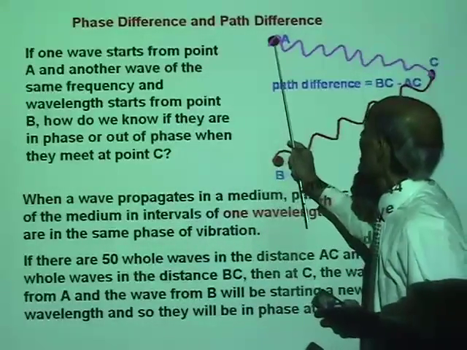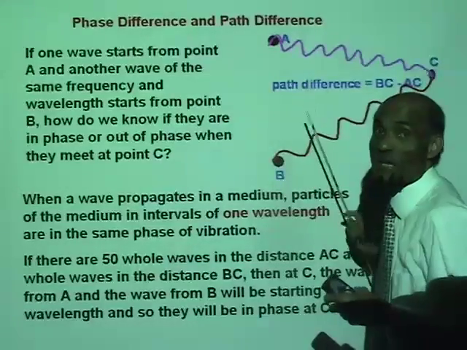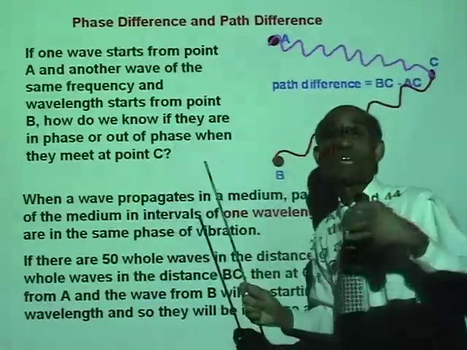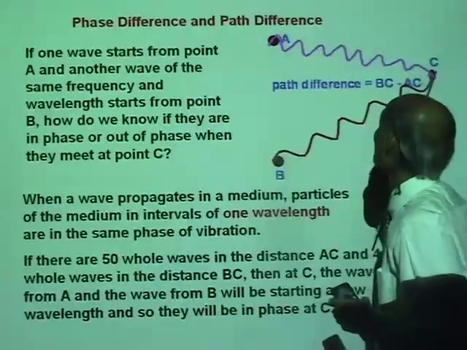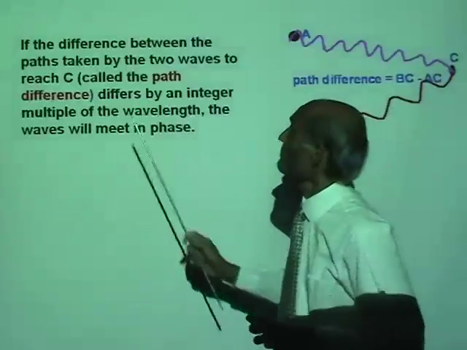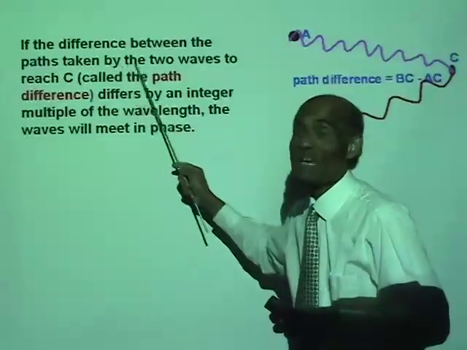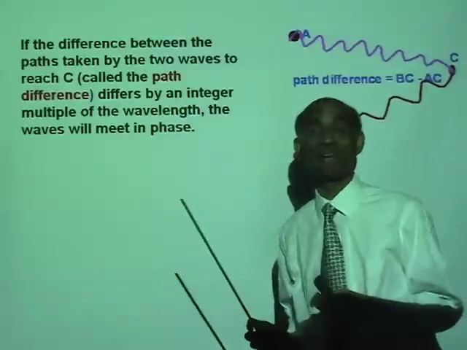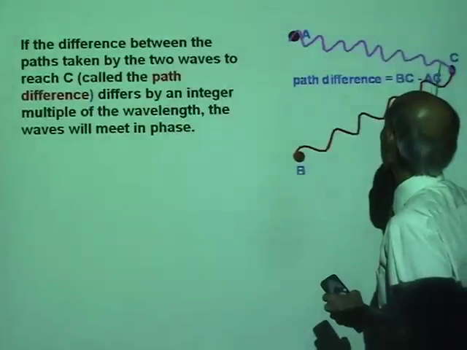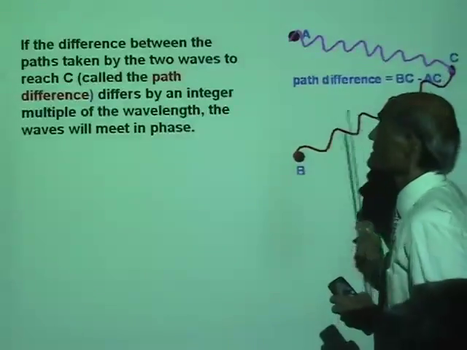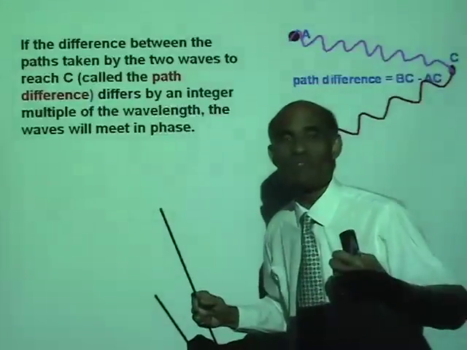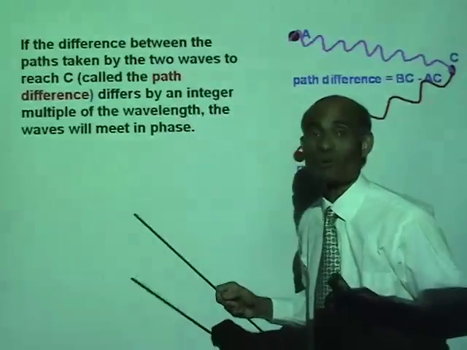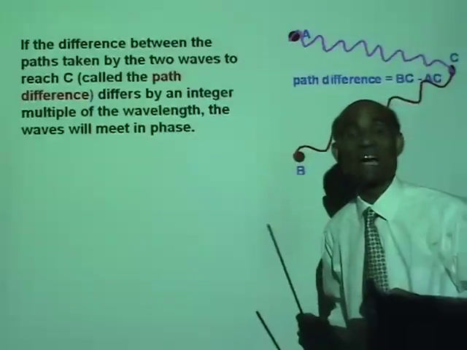In other words, if there are 100 waves in the distance AC and 200 waves in the distance BC, the difference between the two is 100 whole waves. That means they will be meeting in phase. So, if the difference between the paths taken by the two waves to reach C is an integer multiple of the wavelength, 1 lambda, 2 lambda, 3 lambda, 5 lambda, 50 lambda, and so on, then they will meet in phase at C.